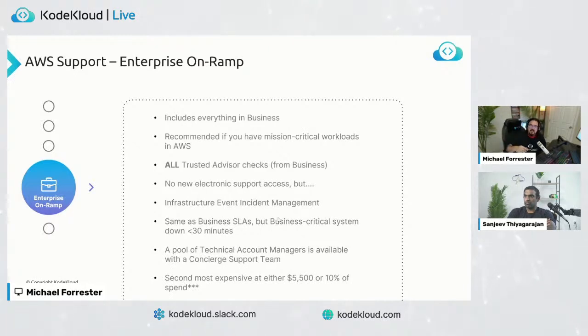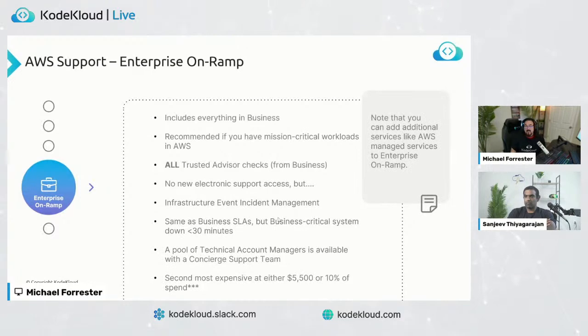They want to see. And so in this case, by the way, you would get incident management. You would get serious SLAs, like 30 minutes for a business critical system. And you get access to a pool of technical account managers. It is obviously the second most expensive tier. But if you have mission critical workloads and 30 minutes is an acceptable SLA for you, this is great.